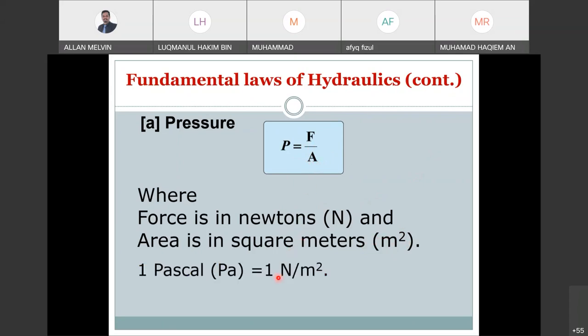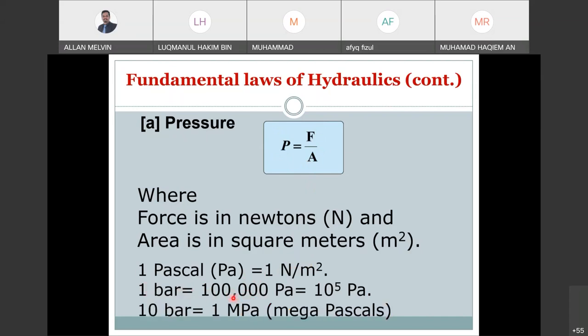Okay, 1 Pascal equals 1 Newton per square meter. 1 Pascal, or 1 pressure unit, equals 1 Newton for force per meter square for area. Okay, 1 bar, this is the conversion. 1 bar equals 100,000 Pascal, or 10 to the power of 5 Pascal. 10 bar is 1 million Pascal, or what we call mega Pascal.